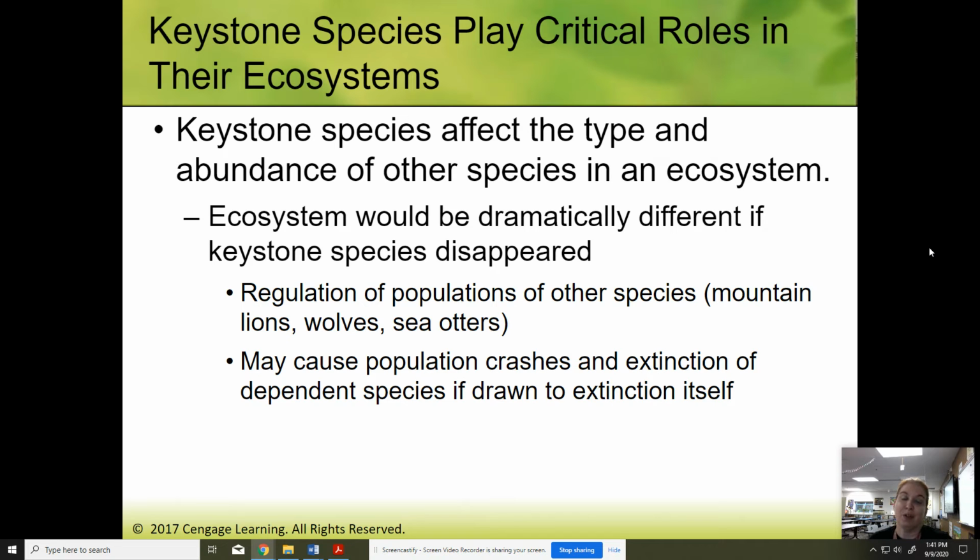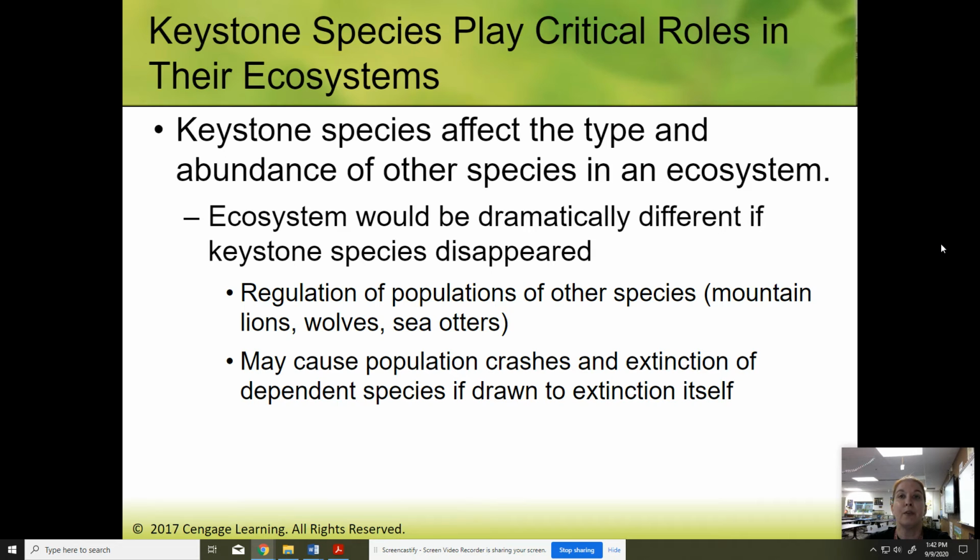Keystone species, we're going to do some videos and reflection on this week. Keystone species play very critical roles in their ecosystems. So if you think of an archway, that top stone is the keystone, because if you pull that one stone out, the entire thing falls apart. So keystone species are kind of like that. If they go away, everything else is going to fall apart.